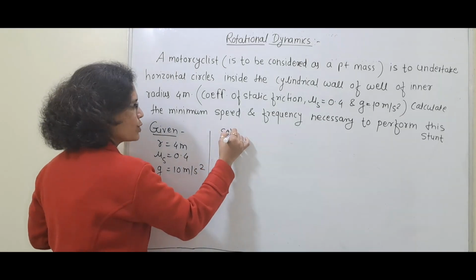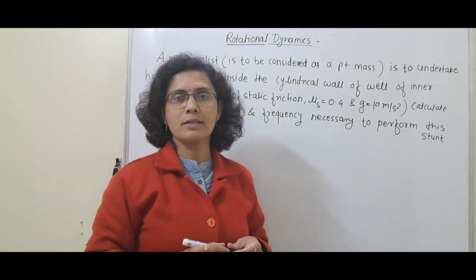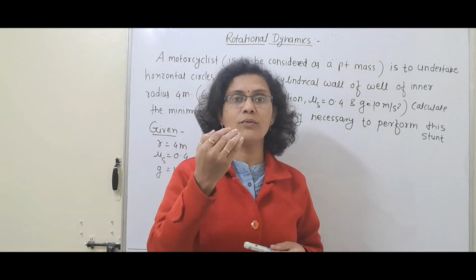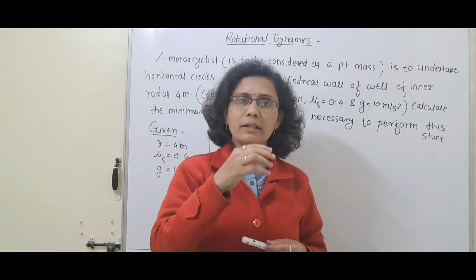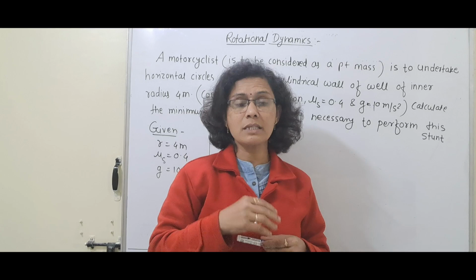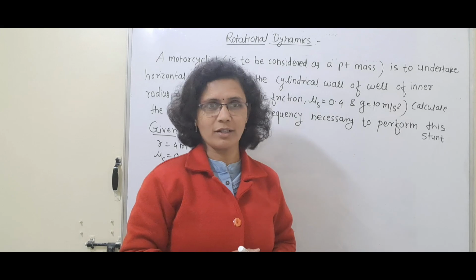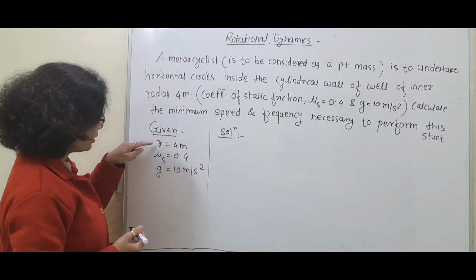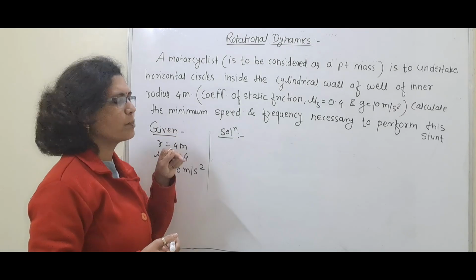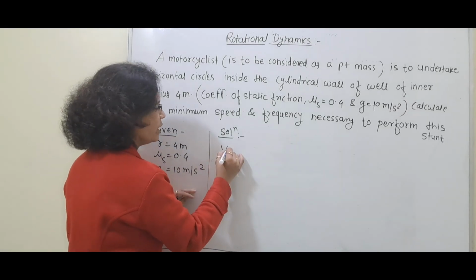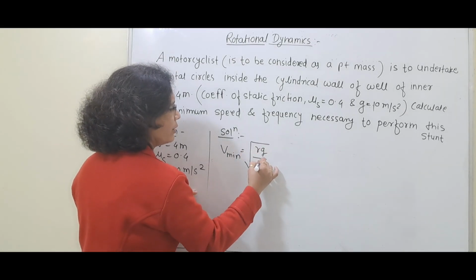So what will be the solution? When you are solving numericals in physics, you have to understand the numerical first. What are the given quantities in that numerical? First write them down aside, think about which formula I can use here, and then put the values and get the solution. So here the given quantities are R, mu s and g. How can I find the minimum speed? We know that formula, V minimum is equal to under root Rg upon mu s.